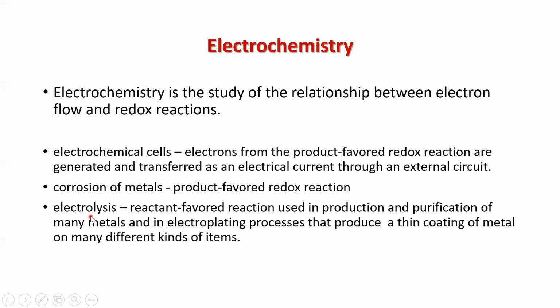And then when we look at electrolysis, it is a reactant-favored reaction, meaning that the forward direction towards the product is non-spontaneous. And this will only occur in the forward direction if we force it to go. We have to add in an electrical current in order for electrolysis to take place. So it's a reverse reaction favored reaction. It's used for the production and purification of metals. It's used for electroplating processes.